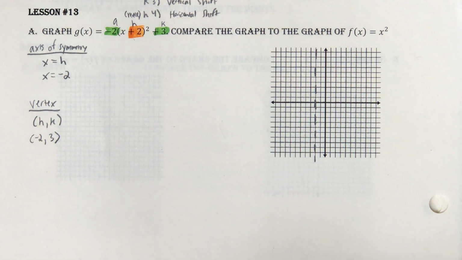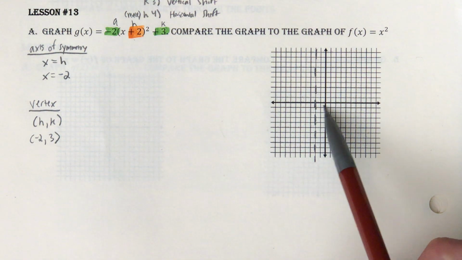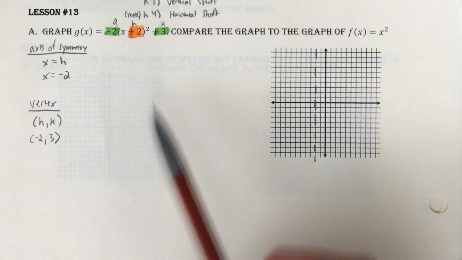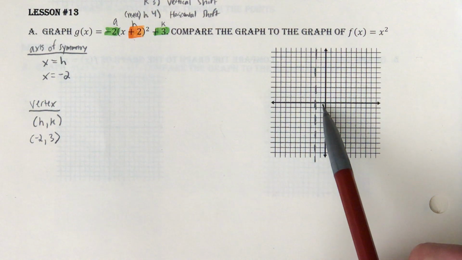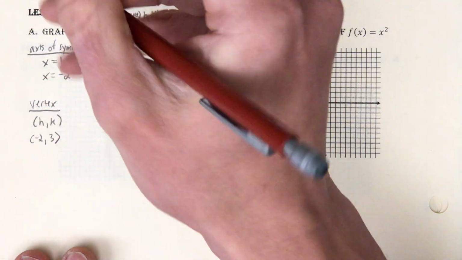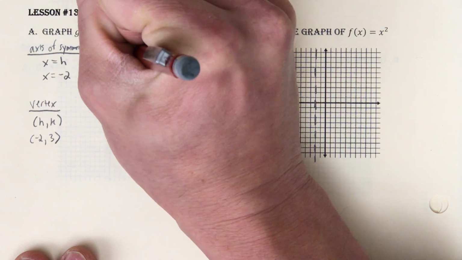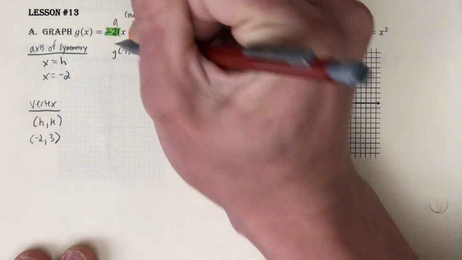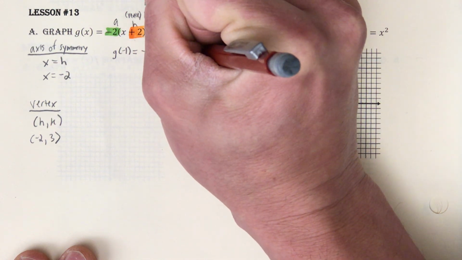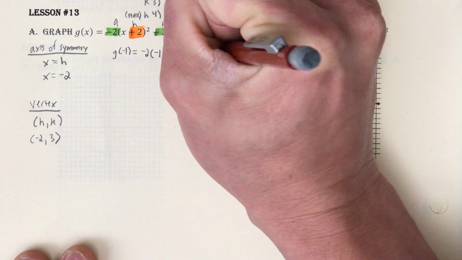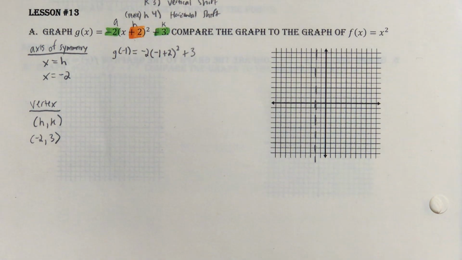So let's move on to step 3, which is to choose two x values. Now I'm always going to tell you to choose two numbers that are immediately to the right of that, unless you see some fractions in there for a. This is not a fraction, it's a whole number. So I'm going to choose one to the right of -2, which would be -1, and I'm going to plug that in. So what I've got is g of -1 is equal to -2 times (-1 plus 2) all squared, and then plus 3.